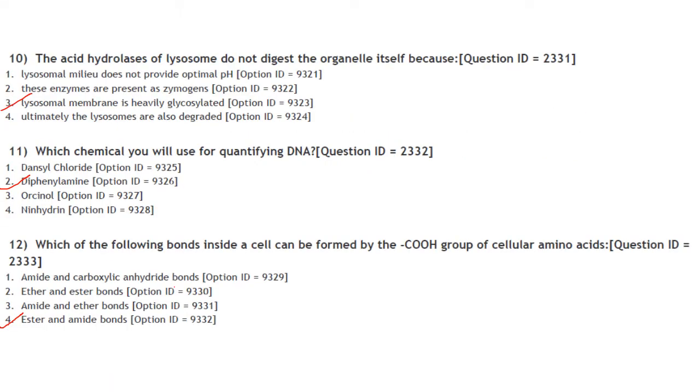Then next one. The acid hydrolases of lysosomes do not digest the organelle itself. Why? Because the lysosomal membrane is heavily glycosylated, and these sugar molecules act like a shield and keep the hydrolase enzymes away from these proteins. That is, acid phosphatases and hydrolases. So the answer is option 3: lysosomal membrane is heavily glycosylated.